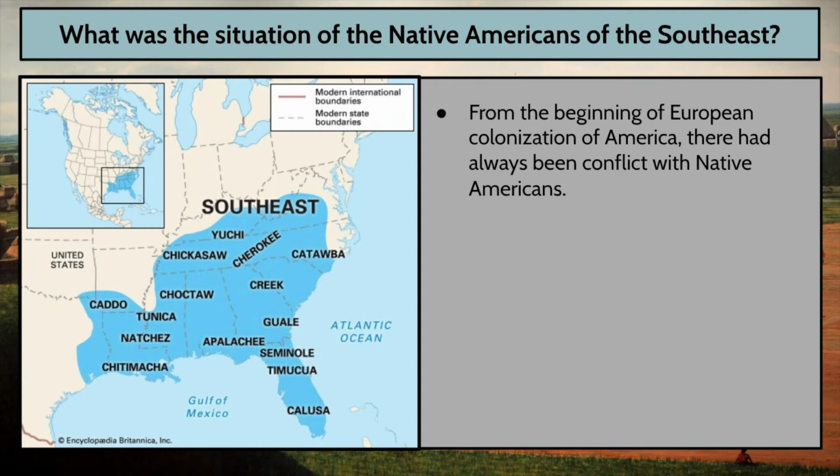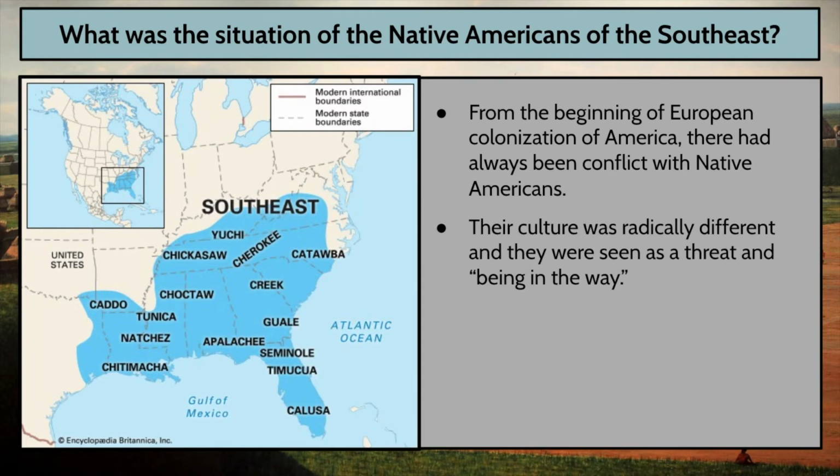From the beginning of European colonization of America, there had always been conflict with Native Americans. Europeans essentially simply viewed Native Americans as being in the way, didn't treat them with respect, didn't respect the fact that the land had always been theirs, pretty much didn't want to have to see them, deal with them, or relate to them. And so the idea was, let's just push them off the land and make them move farther west. And the natives are like, this is our land. This has always been our land. Land can't belong to anybody. There's no magical line drawn on the ground that says that that's yours and this is mine. The natives literally didn't understand. Their culture was radically different, and they were basically seen as a threat and being in the way.